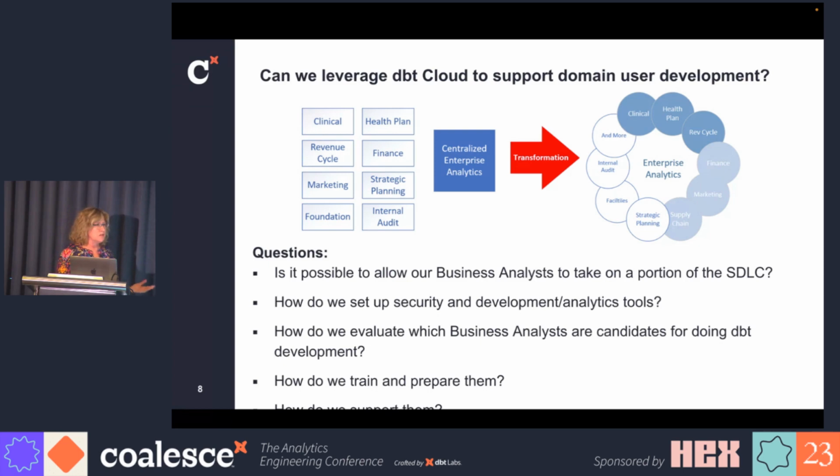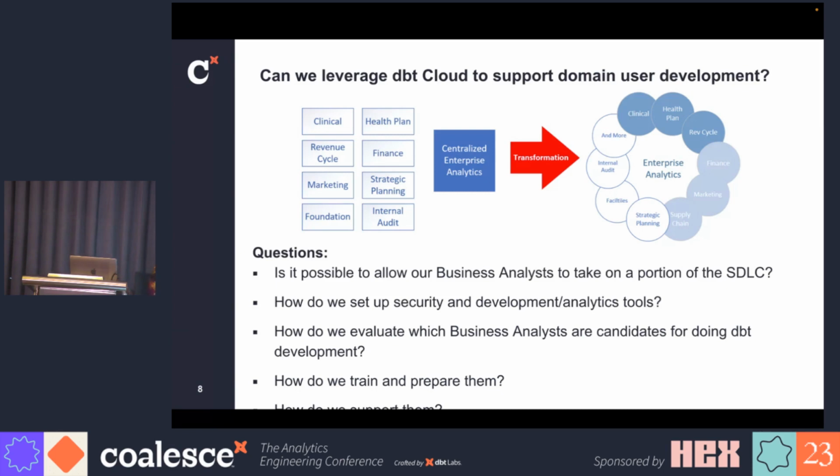We also call them service lines at Sharp, but we have our clinical folks doing clinical effectiveness analytics, revenue cycle folks, marketing, foundation. You can see there's several, and this is only a list of 8. We have up to about 25 to 30 of these different domains, all supported by our centralized enterprise analytics team. And you can see that there's a bit of a resource limiting factor here. We're supporting all of these different domains.